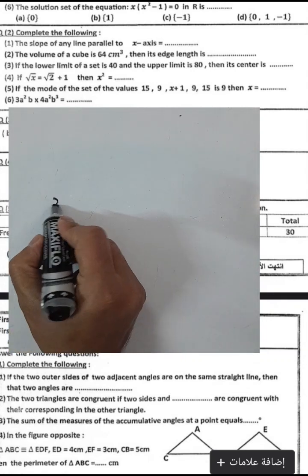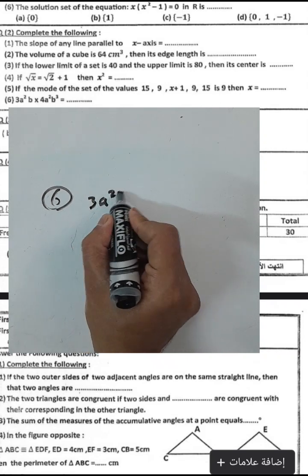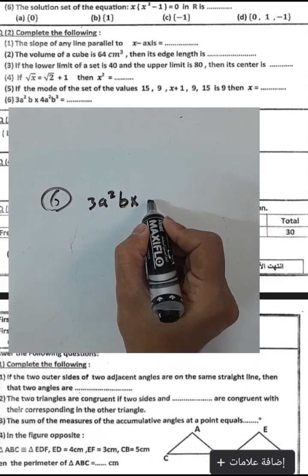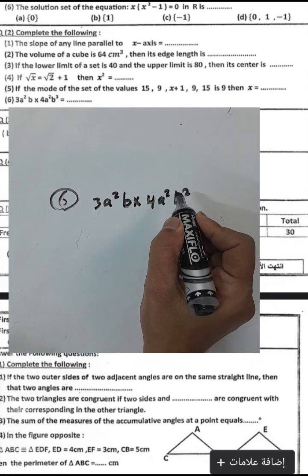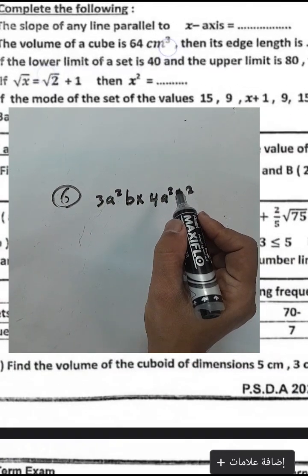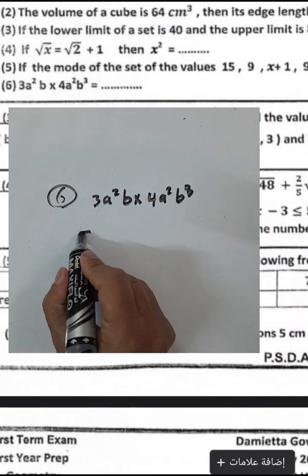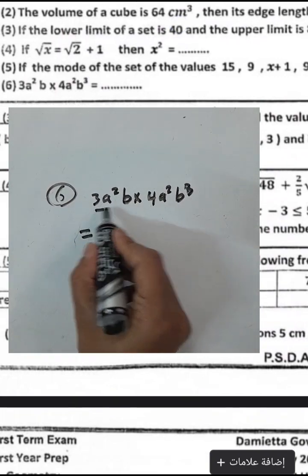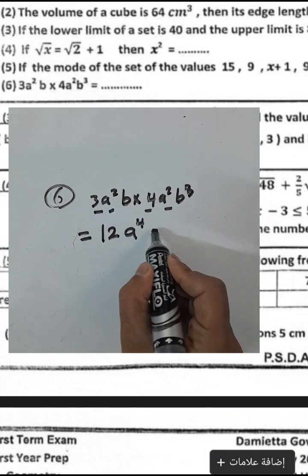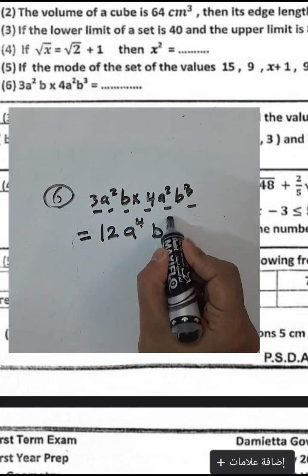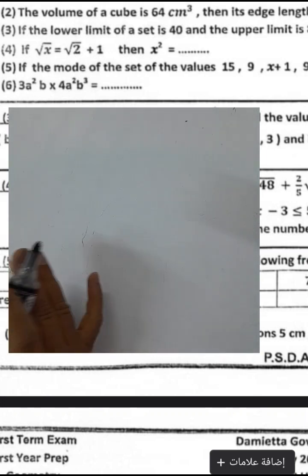Question number 6. We have 3a power 2 b product by 4a power 2 b power 3. Okay, we can product them. 3 times 4, it will be 12. a power 2 times a power 2, it will be a power 4. b times b power 3, it will be b power 4. It's the result about question 6. Next question.